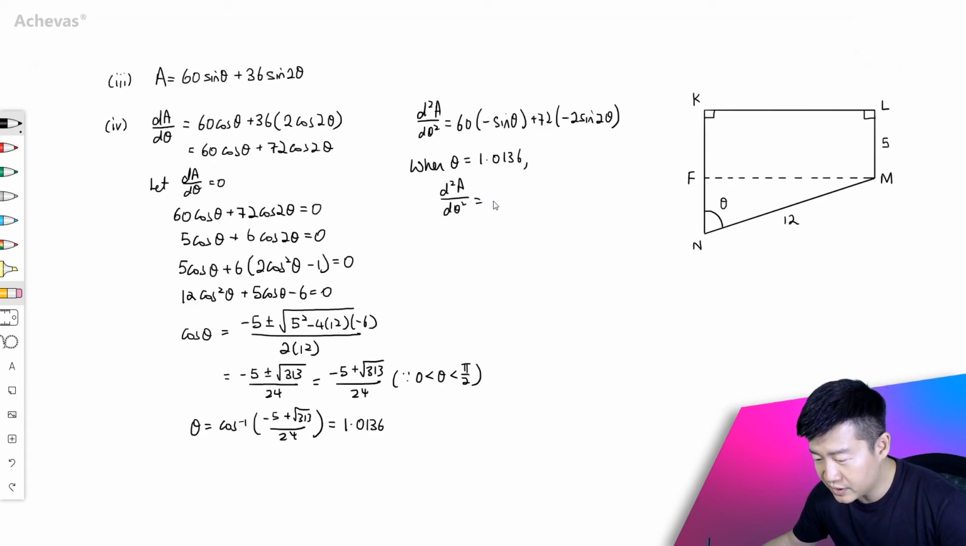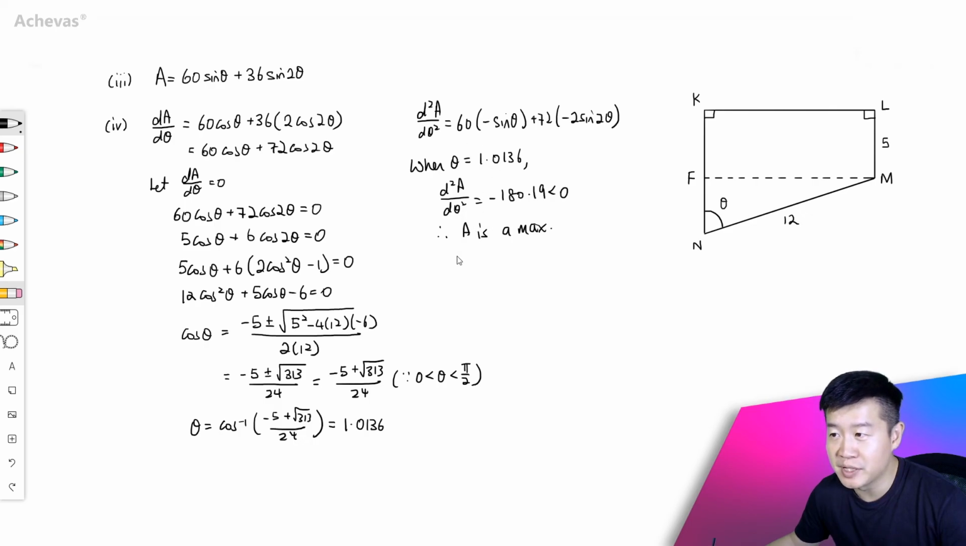And when you do that, this value is going to be equal to minus 180.19. This is less than 0. This tells us that A is at its maximum, which means that the value of theta that causes A to be maximum is going to be this value. So theta is, to three significant figures, 1.01.